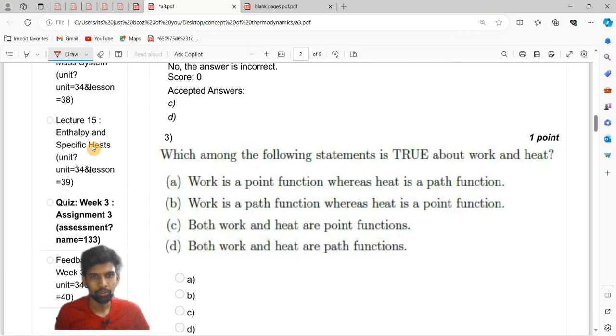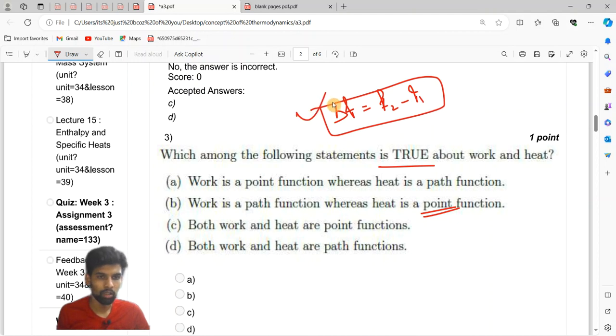Then coming to the next question: which of the following statements is true about work and heat? Both work and heat are path functions, not point functions. A point function means that the change in some function, say f, is represented by the difference between its values at two points, and then we can call it a point function.